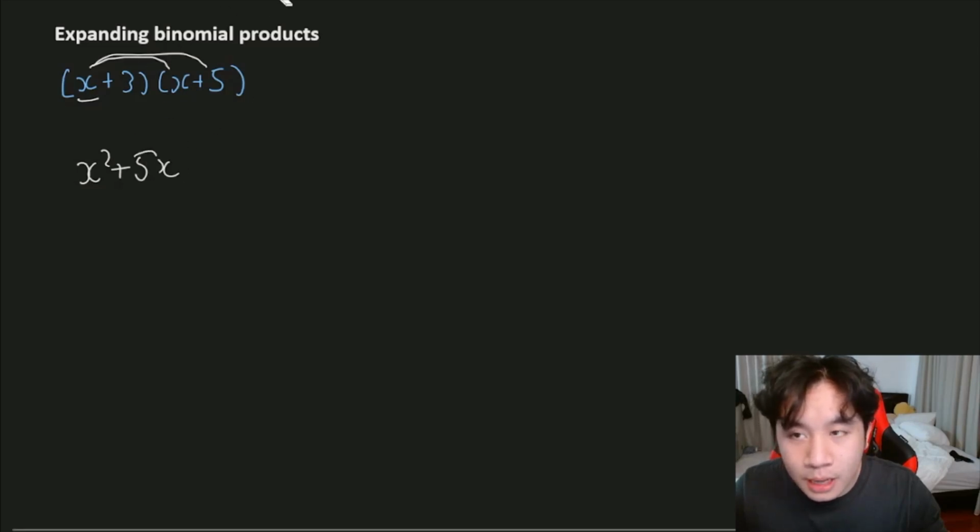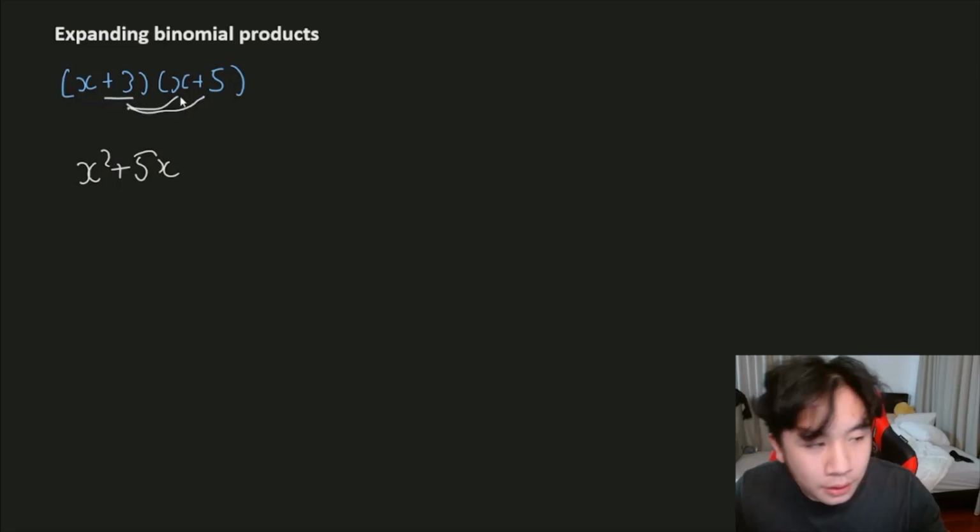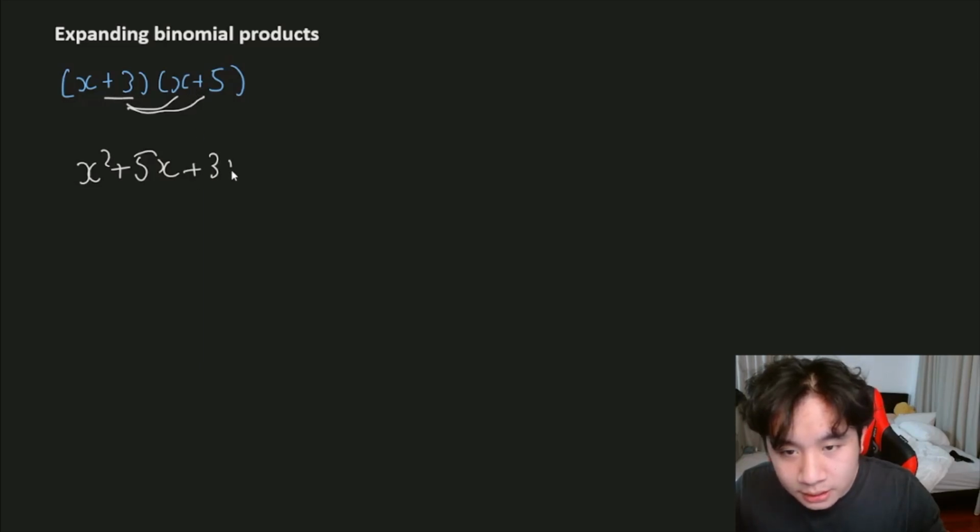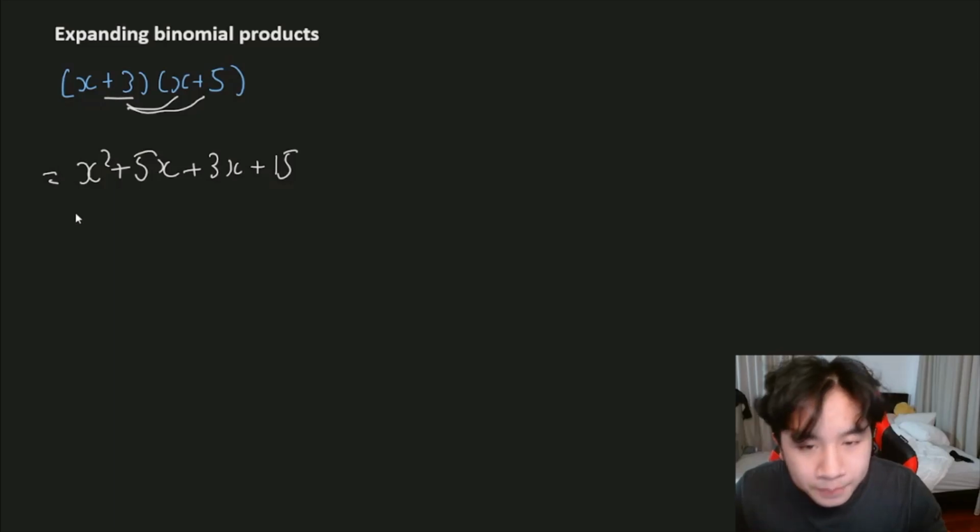And then what you want to do next is multiply the second number, this 3, with this x and this 5. So plus 3 times x, that gives you plus 3x. And plus 3 times plus 5, that gives you plus 15. I was going to write equals here. And so it's fairly straightforward what you should do here.